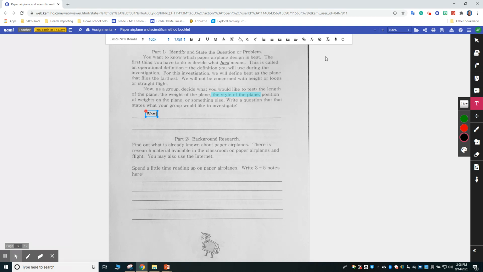what style plane will fly farthest. There's our question. We've stated our question. Because remember, fly farthest is the operational definition, and we are doing the style of plane. So what style of plane will fly farthest? That is part 1.